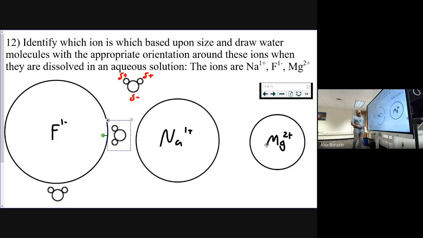For the other two, it's the exact opposite, right? Because these are positive cations, I would totally expect the partial negative oxygen of the water molecule to be facing that ion. So this one would be surrounded by water molecules with all of the oxygens facing towards that ion. Does that make sense? Cool.